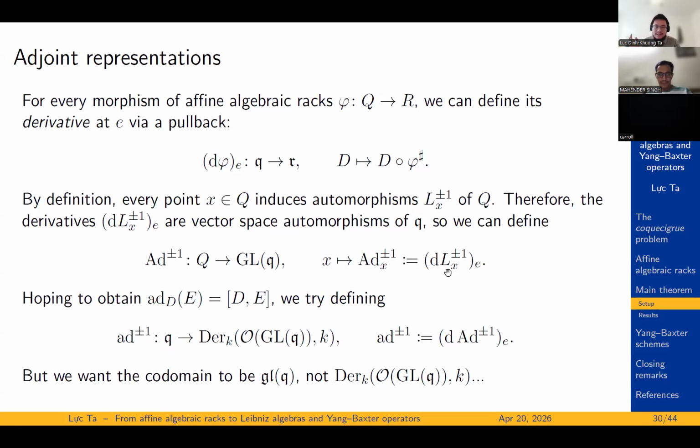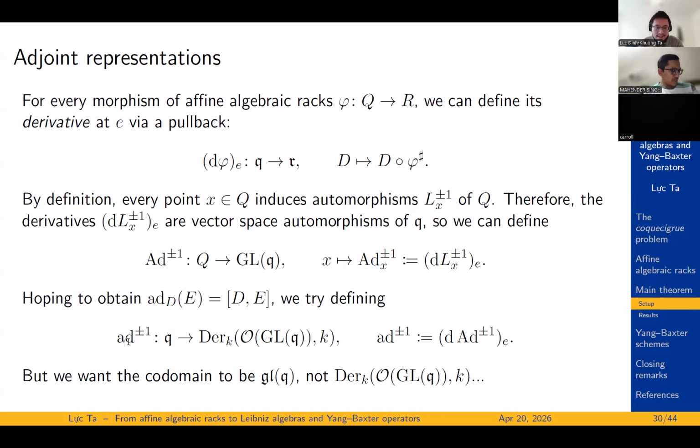In particular, if Q is an affine algebraic group, then the left multiplication maps are just conjugation. For an affine algebraic group or Lie group, the adjoint representation literally is conjugation. Because of this, if we can get this all to work, then this will automatically recover the theorem for affine algebraic groups and Lie algebras. So in other words, it's a direct generalization of that.